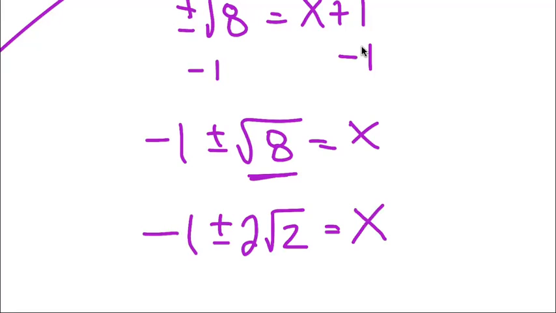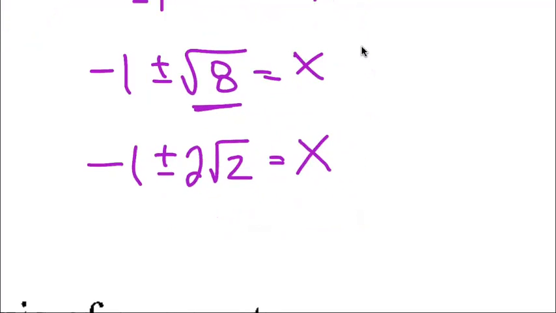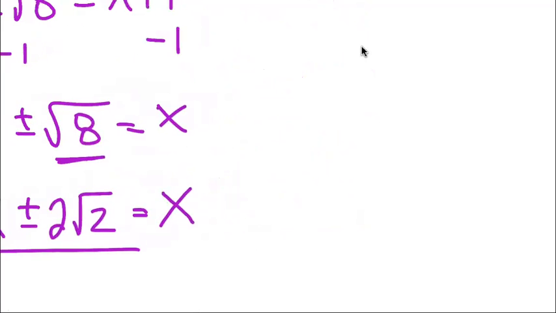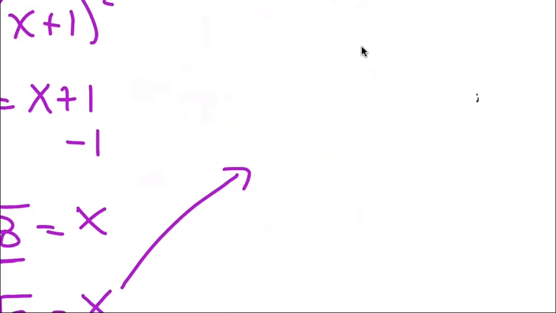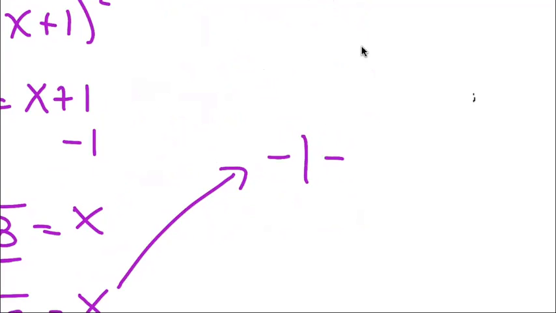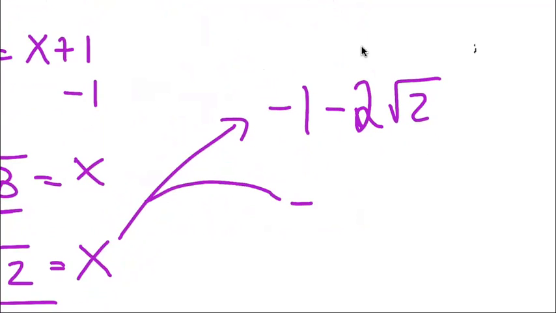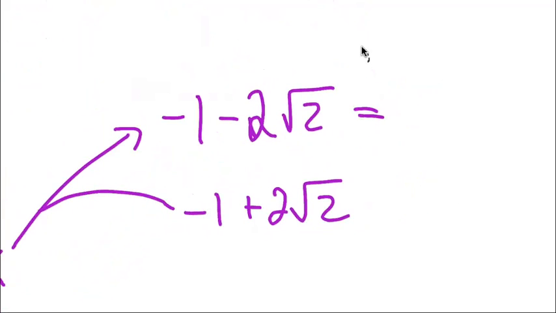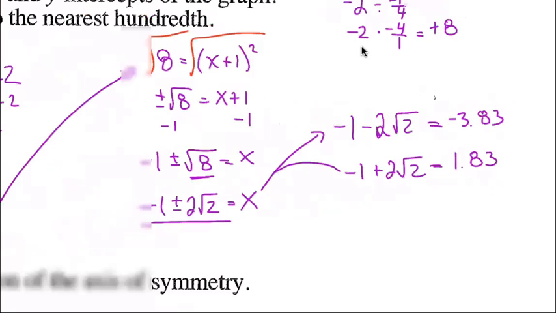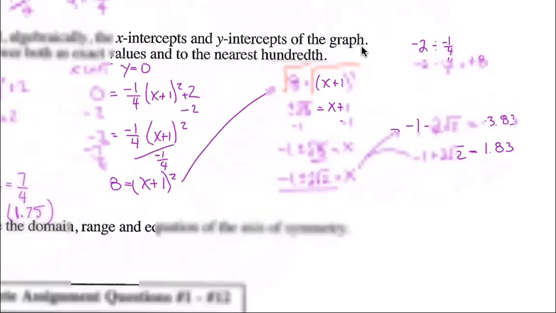Now, questions might ask for exact answers. You'd leave your answer right there. That's totally acceptable. Otherwise, you may have to calculate the decimal places. So I'm going to take negative 1 minus 2 root 2. And then I'm going to do negative 1 plus 2 root 2. And then those would work out to their individual decimals. I have negative 3.83 and positive 1.83. Okay, double check, make sure you can get both of those.